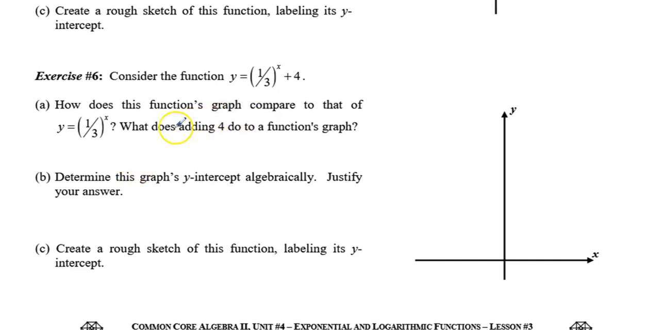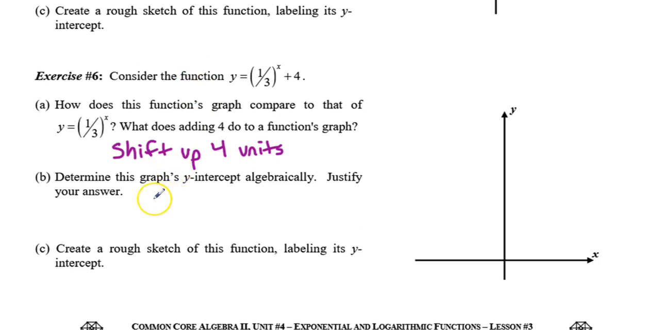Okay, so 1/3 to the x. Well, what is adding 4 on the end going to do? It should be a shift. Okay, just like any transformation, adding a value or subtracting a value is a shift vertically, and this is going to be a shift up. So determine the y-intercept algebraically. Go ahead and do that if you haven't done so.